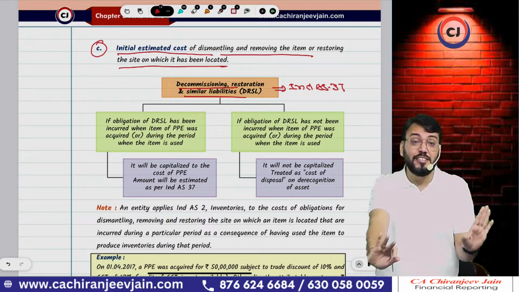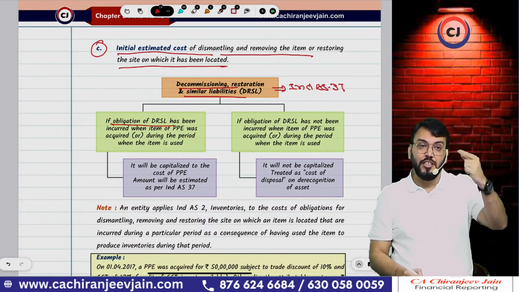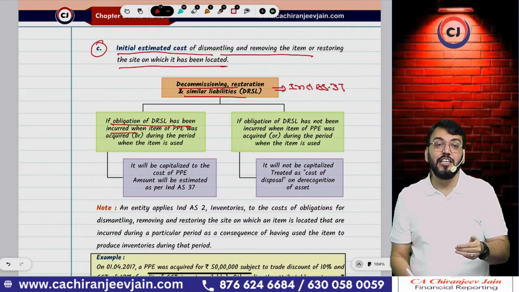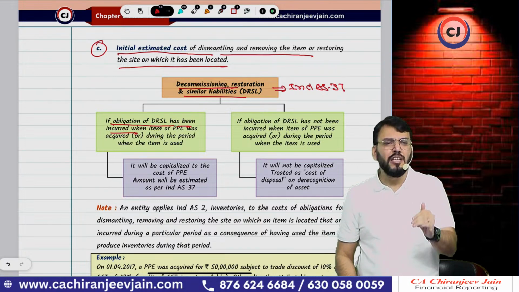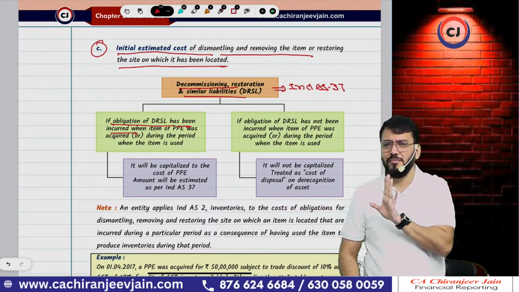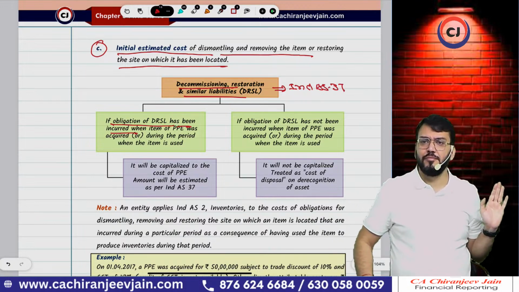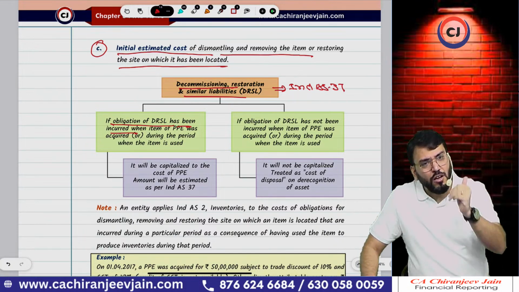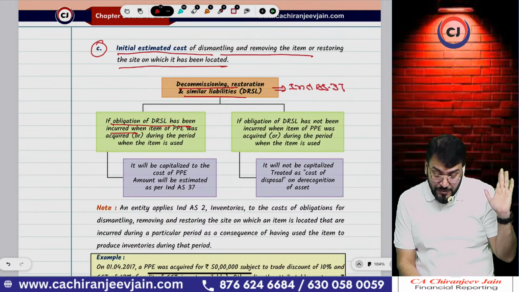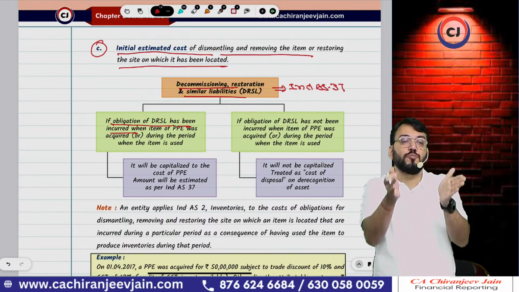Now what Ind AS 16 says is that if the obligation of DRSL has been incurred when the item of PPE was acquired or during its useful life, at any point of time when you are using the asset, that obligation may be incurred initially or subsequently also. Got this point? So if that obligation of DRSL has been incurred, then the entire amount will be capitalized to the cost of PPE.